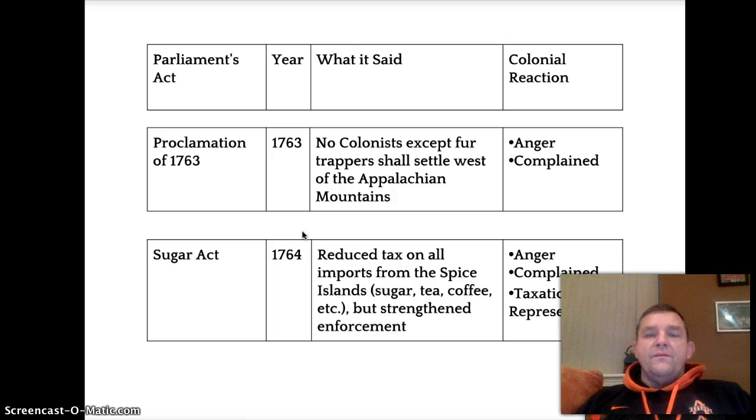This was simply for American colonists. Now, from the British perspective, they're simply trying to pay the bills. From the colonial perspective, they felt like they were footing an unfair amount of the bill. So the colonists start to complain about taxation without representation. The British just kind of ignore them.